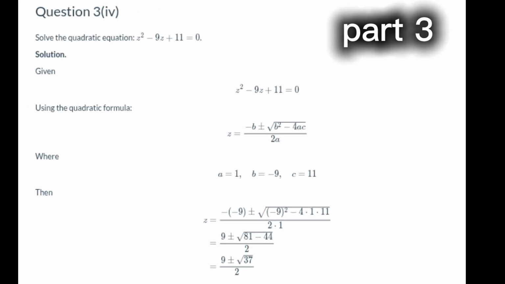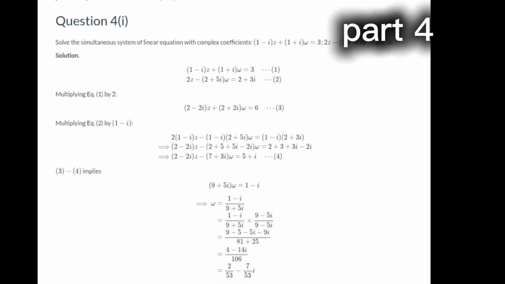Identify coefficients. We use the quadratic formula with a = 1, b = -6, and c = 25. Apply formula. The solution is... Simplify discriminant. The discriminant simplifies to 36 minus 100, which is minus 64. Use i. The square root of minus 64 is 8i. Final solution. The solution set is {3 plus or minus 4i}.